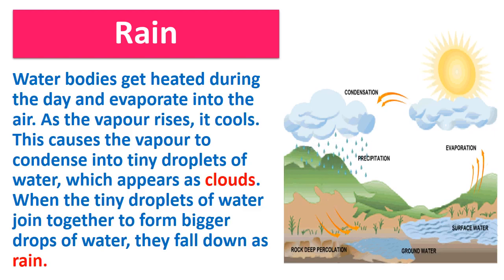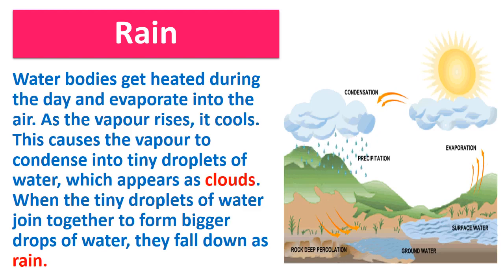The water vapor has been formed, so it will rise up, then cool, then condense, and then form clouds. Then the tiny droplets of water join together to form bigger drops of water, and ultimately they fall down as rain.